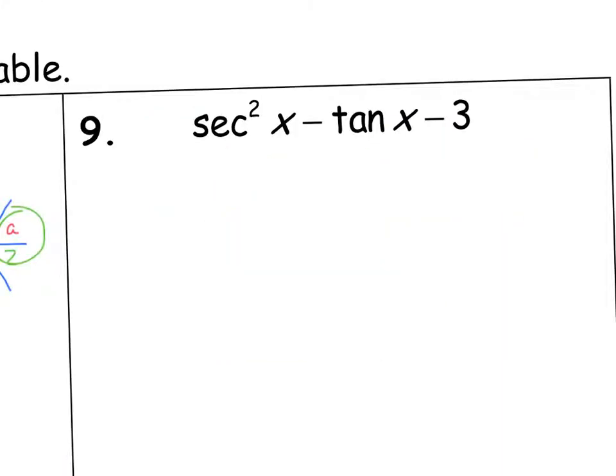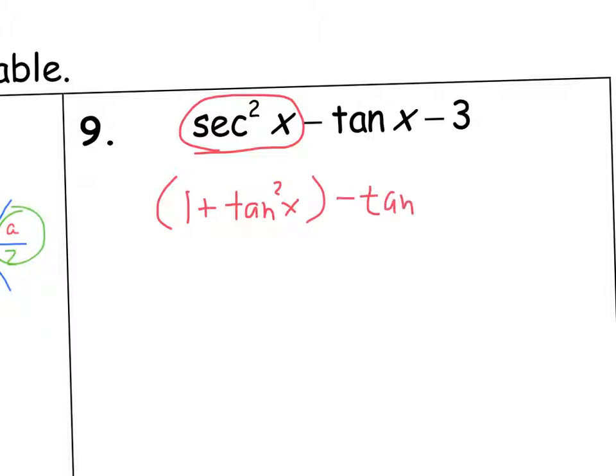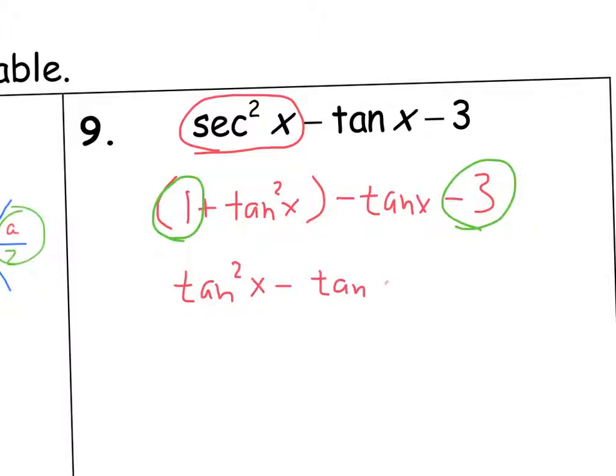So in problem 9, instantly we don't see anything that can factor out. These two are different, so it's not like I have a quadratic and a linear term. So what do I do? Well, we can use a Pythagorean identity to substitute in. So what is secant squared? You said 1 plus tangent squared of x, minus the tangent of x, minus 3. Now combine your like terms. This is a 1, that's a negative 3. So my tan squared comes down. My negative tan of x comes down. And a negative 2 comes down.